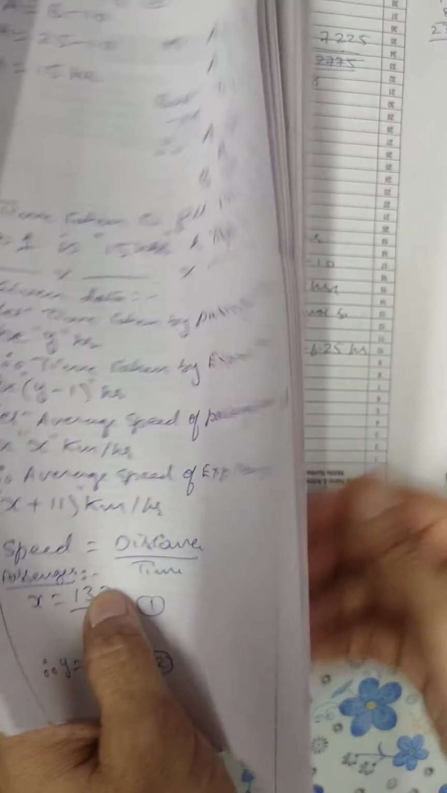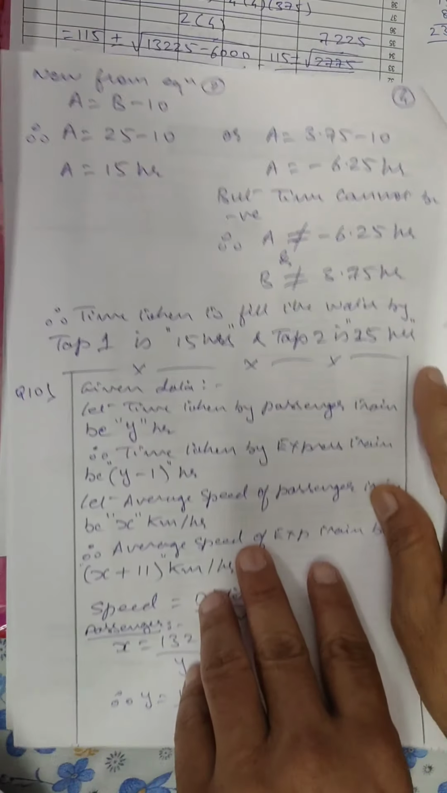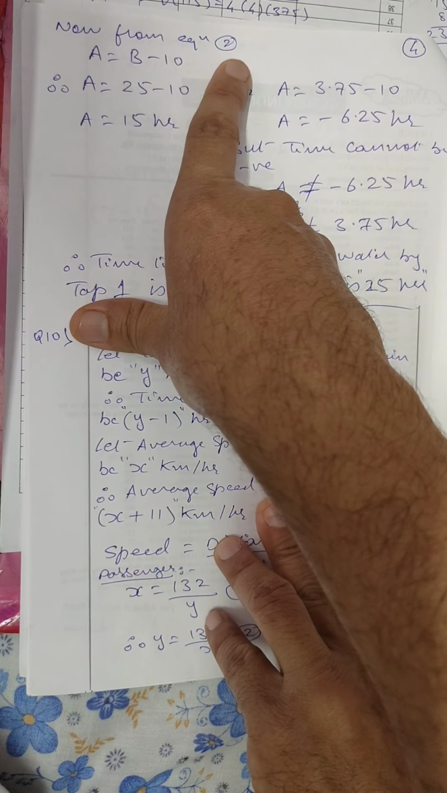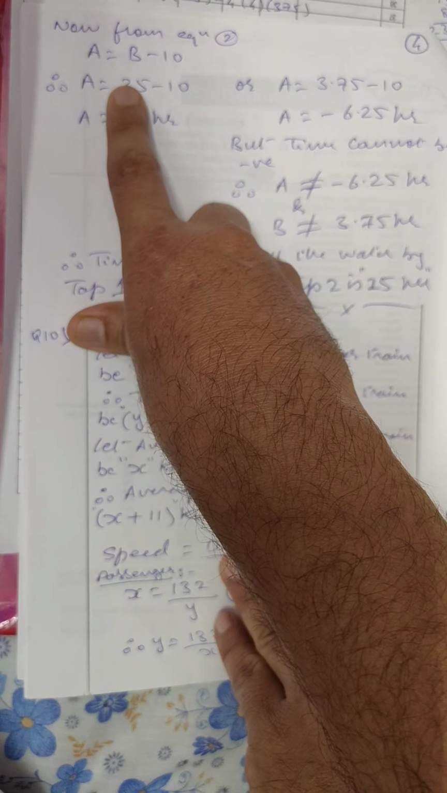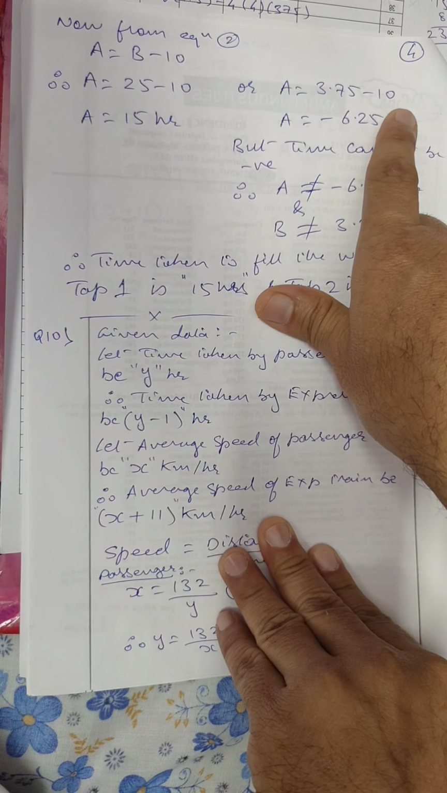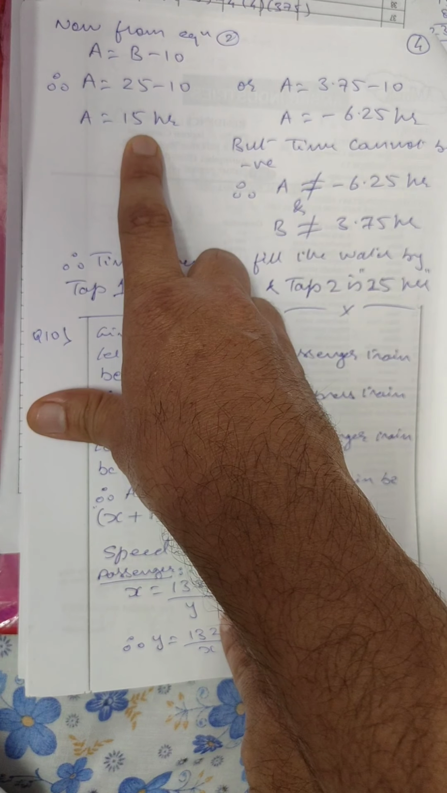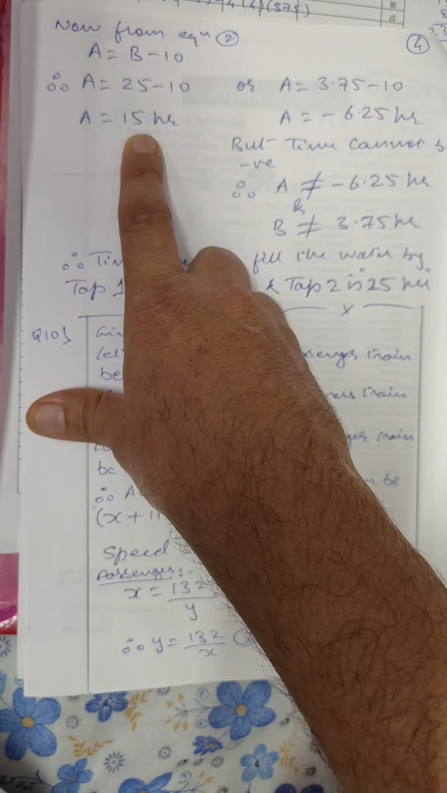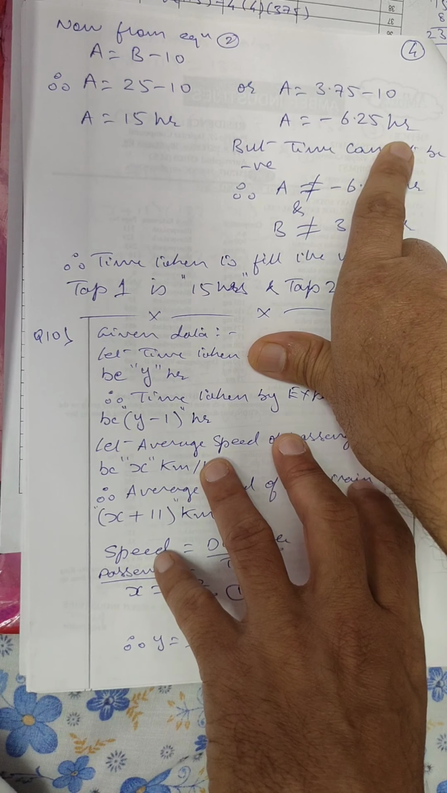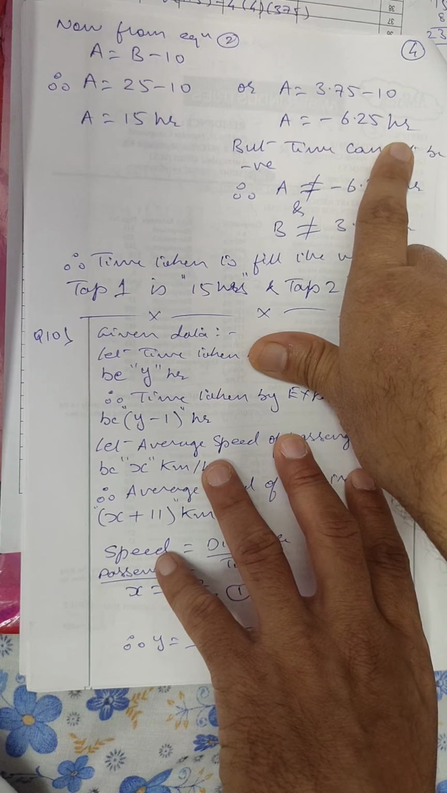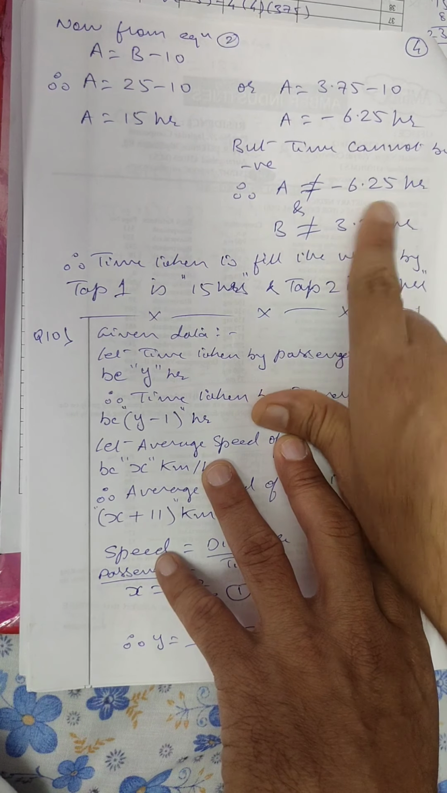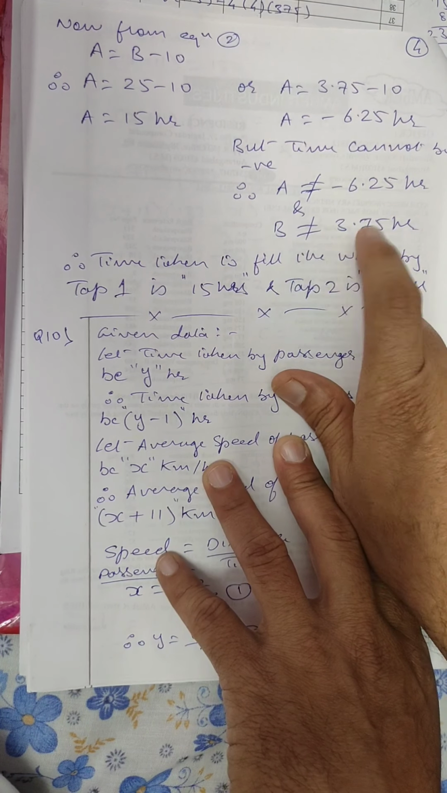So we get two values of tap B. Now, from equation 2, we are getting A. What is A? B minus 10: 25 minus 10 or 3.75 minus 10. Tap A alone can fill the water in 15 hours. But here we are getting minus 6.25 hours. But tap A cannot take negative time. Hence, we cannot take A as minus 6.25, nor we can take B as 3.75.